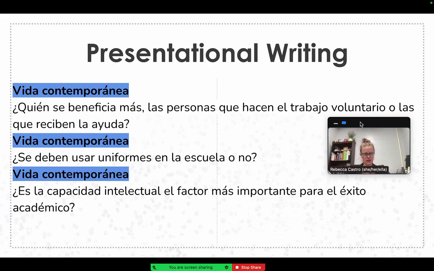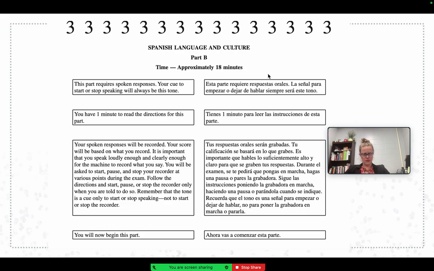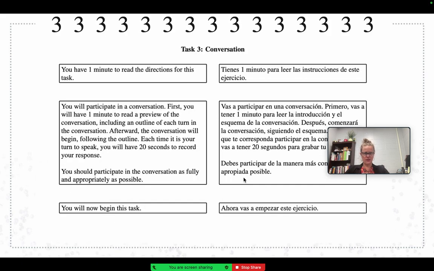Okay, and that's it for writing. Again, now we finished, we breathe, we let our hand rest, shake it out, and then we transition to the speaking part. And this is significantly shorter. You see, it's only 18 minutes. Here's the instructions. We're not going to need them. We're going to go right ahead. They give them to us twice, and in English and in Spanish.